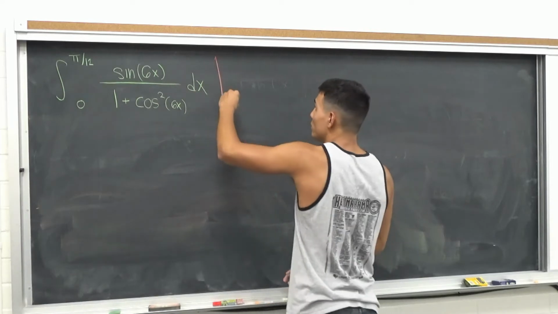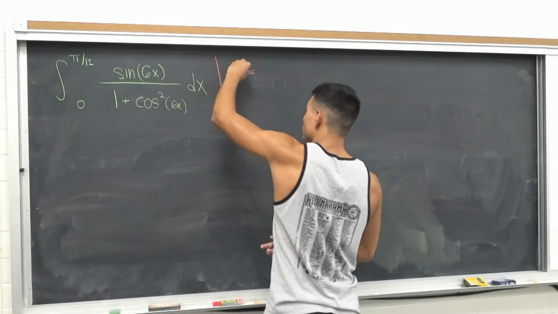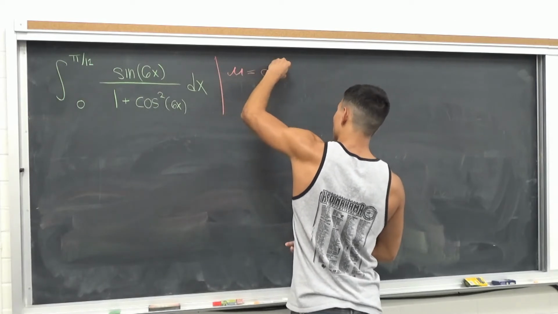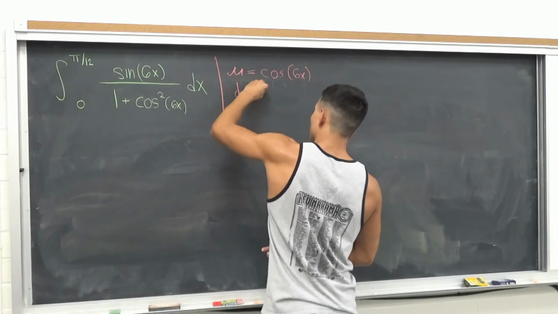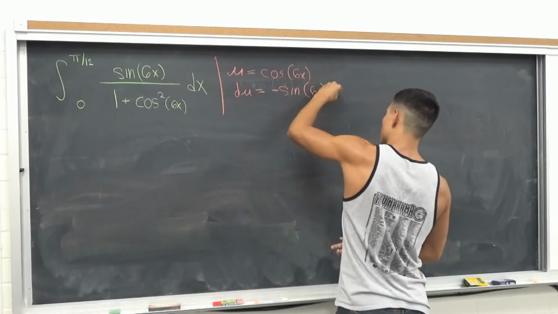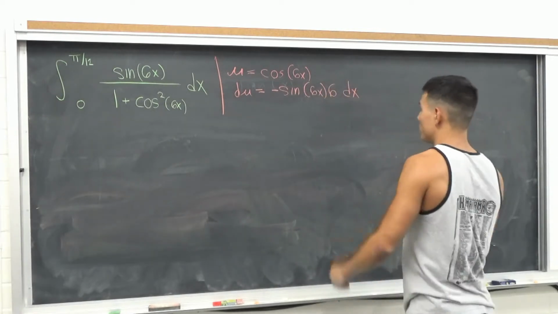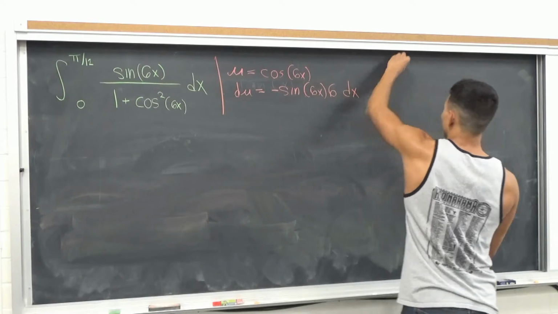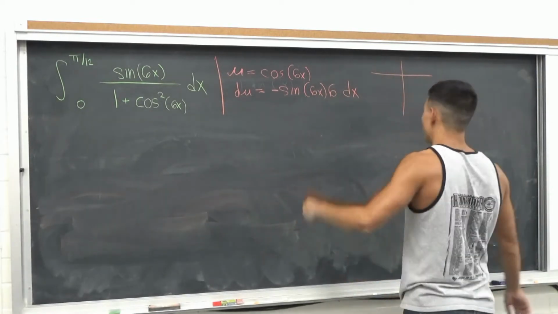I know everybody loves using u, so I won't use u. I'll use mu. I'll use mu equals cosine 6x. Well then we know that d mu is equal to negative sine 6x times 6 dx. And let's write a little table here real quick, because since we did this substitution, we've got to change our bounds.